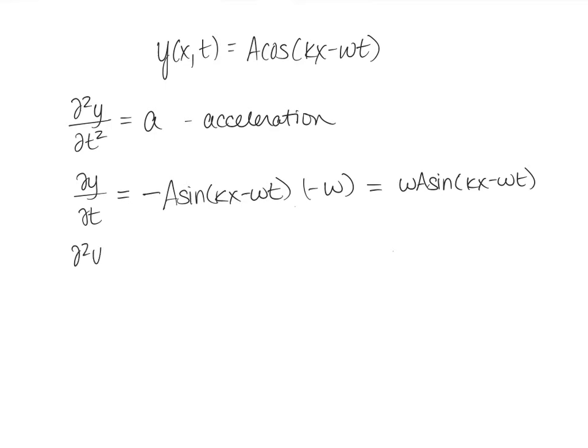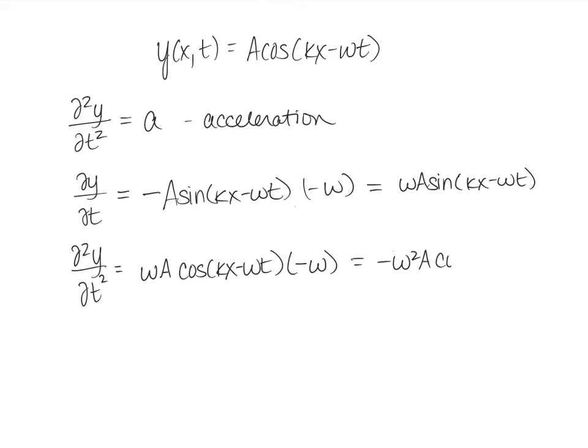When we take the second derivative, derivative of sine is cosine, and then we take the derivative of the argument of the cosine, which gives us a minus omega, which gives us minus omega squared a cosine of kx minus omega t, which, notice, we could also write as minus omega squared y. All right, so we did that side.